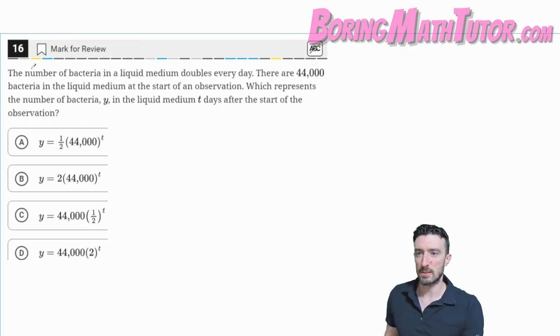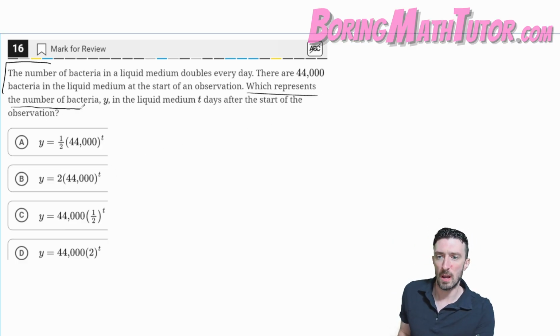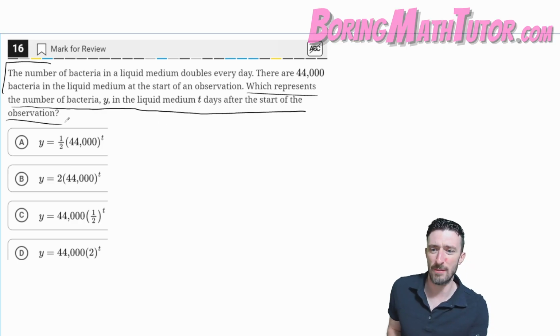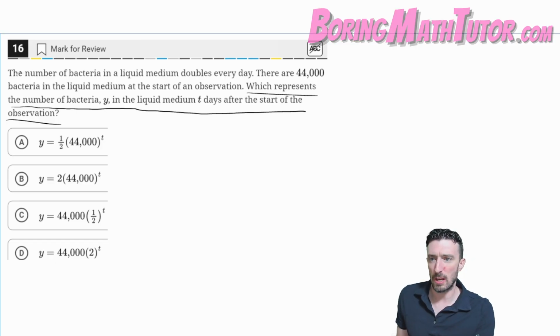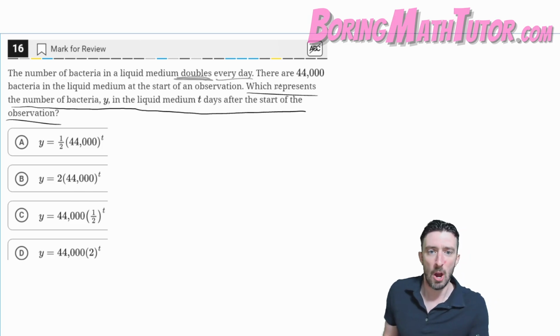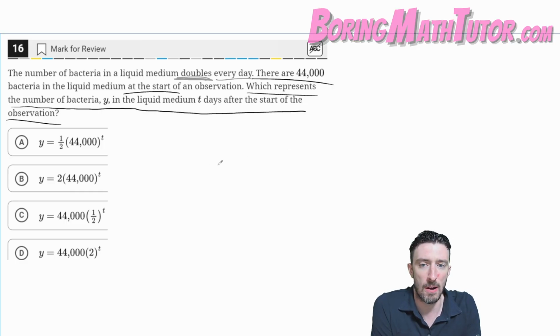Welcome back. We got some more words in our problem, which represents the number of bacteria Y in the liquid medium T days after the start of the observation. Okay, well, now I gotta read the first sentence. Number of bacteria in a liquid medium doubles every day. Doubles every day. Okay, there are 44,000 at the start.